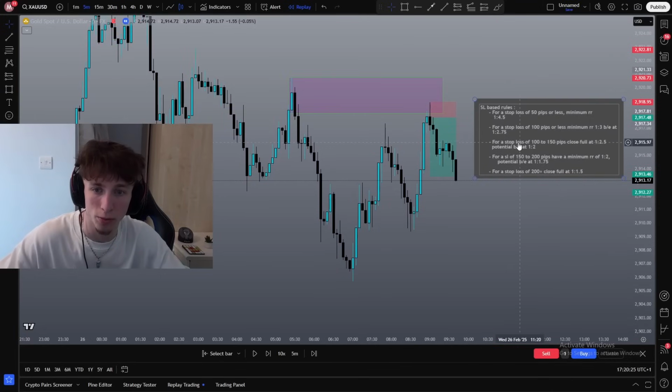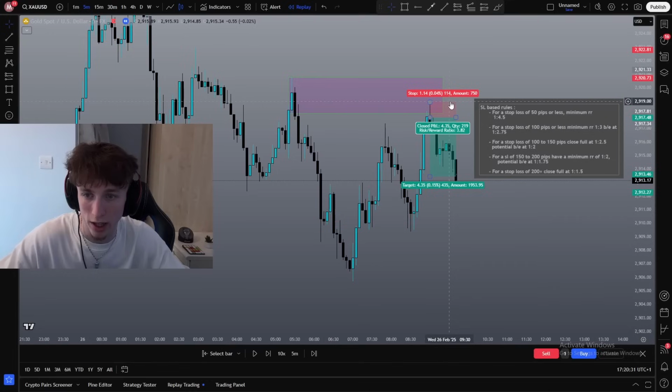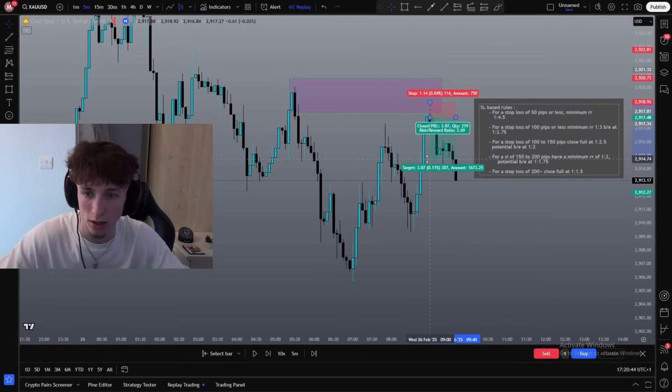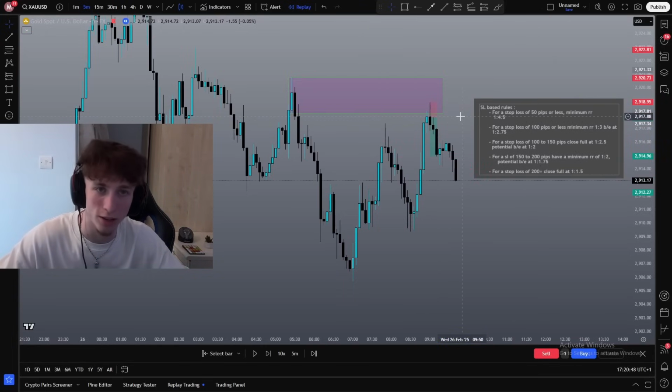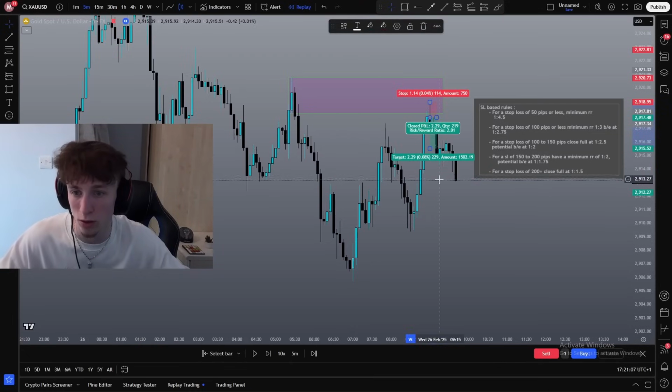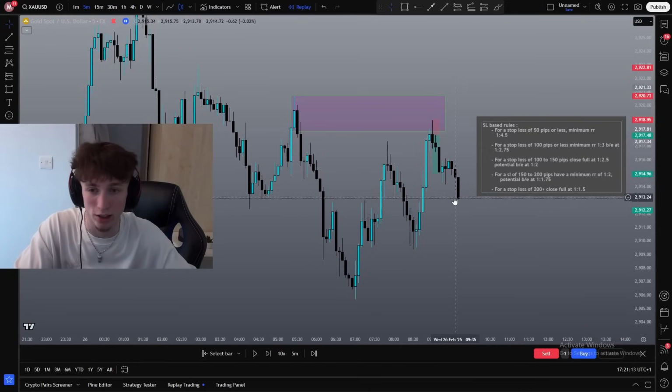But for a stop loss of 50 pips or less, minimum RR would be a 1 to 4.5. As you can see on this one right here, the stop loss is 114 pips. So you can look over here. For a stop loss of 100 to 150 pips, close full at 1 to 2.5. So our full TP would be right here. This would have hit within 2 candles. And to be safe, if you want, once you hit a 1 to 2, you can move your stop loss to break even. This makes it so the win rate is extremely high.